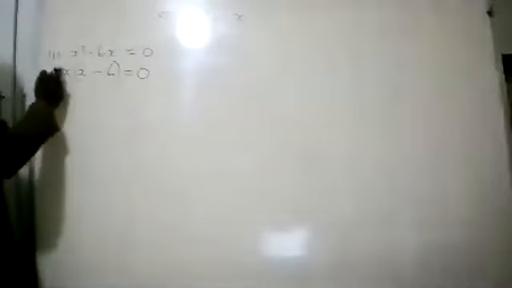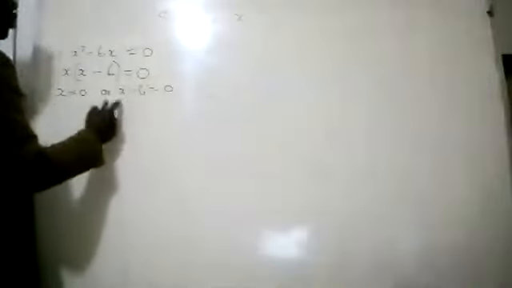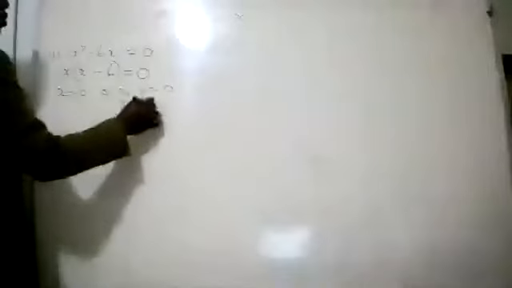So after taking out the common factor, we're going to have this expression here wherein x is equal to 0 or x minus 6 is equal to 0. So we make x the subject, and it means x is going to be equal to 6. So that's the very first question which we must be able to do.